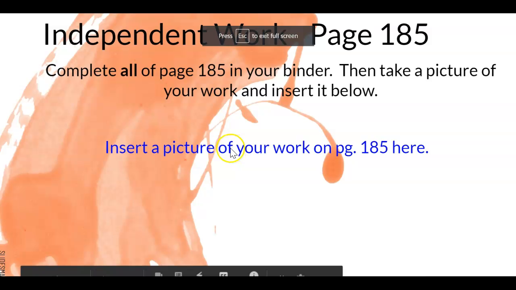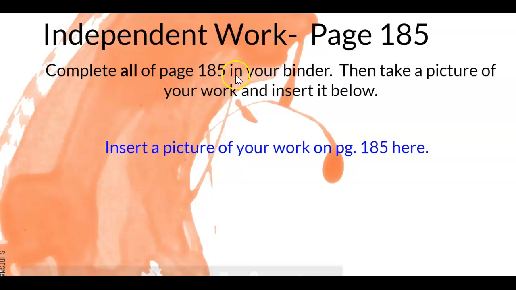Okay, so on our next slide, this is for your independent work. So you're going to turn to page 185 in your math binder. That says 3, 2, 1, ready, set, reflect, and rate. So on page 185, you want to complete it and then take a picture of your work, and I want you to insert it right here on this particular slide.